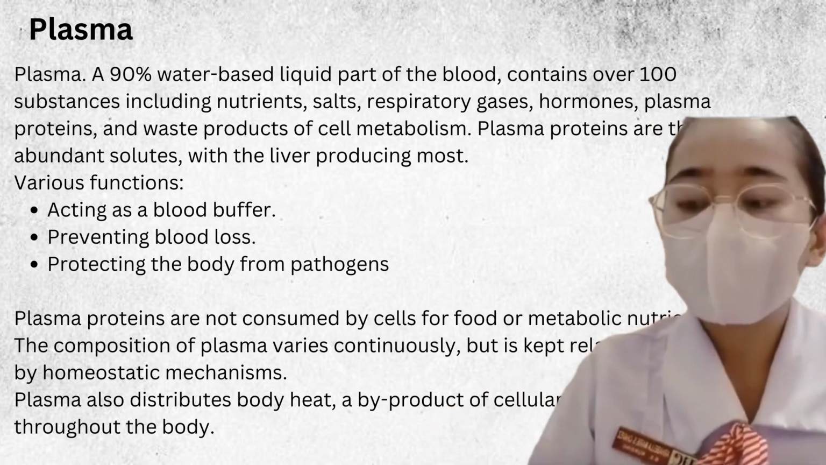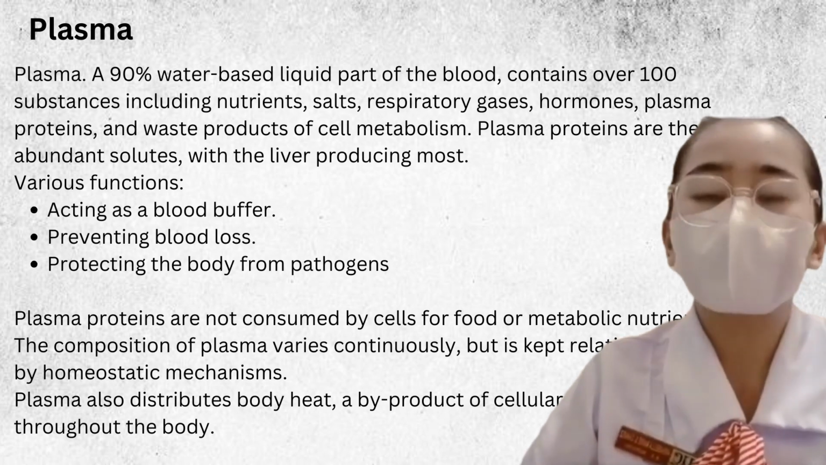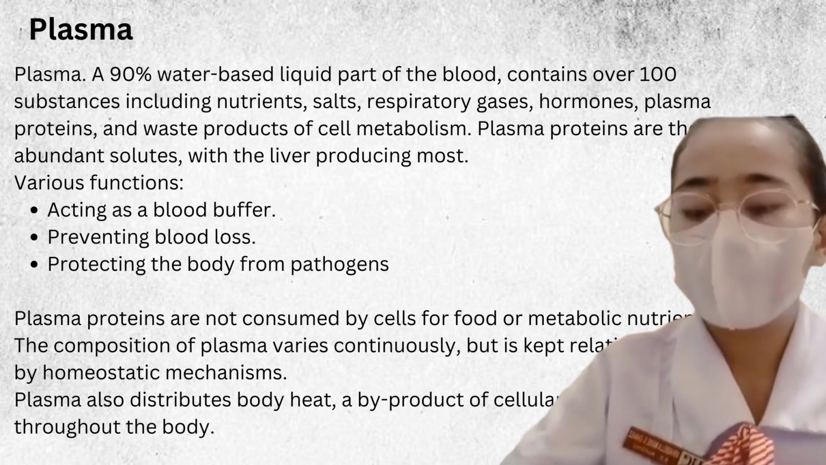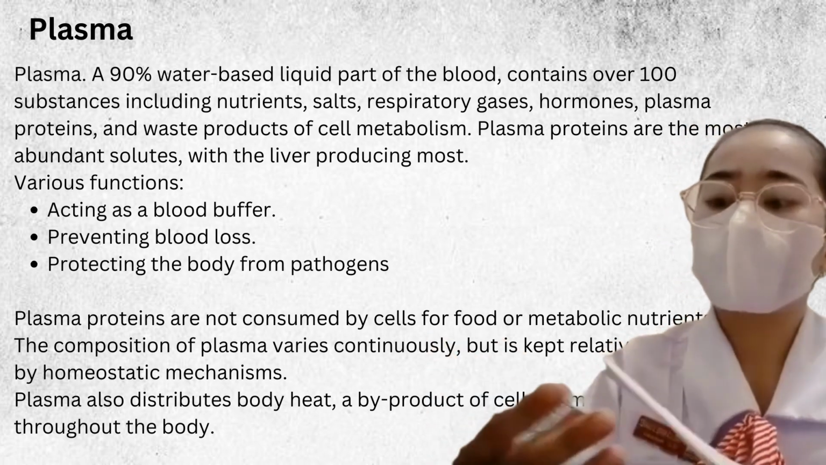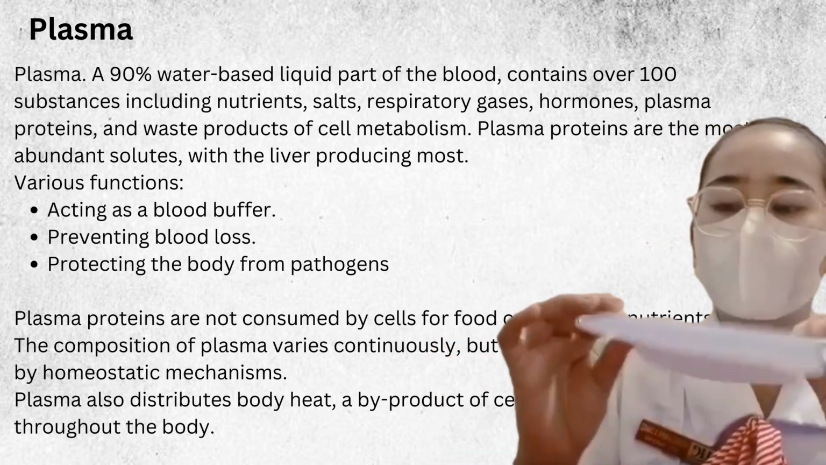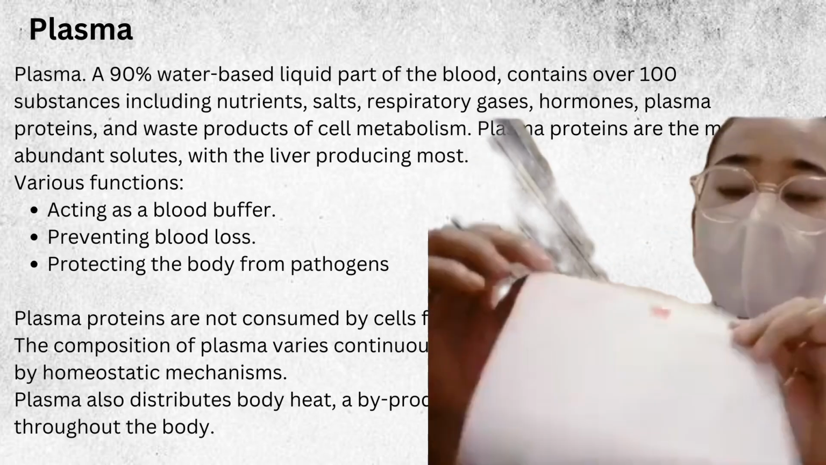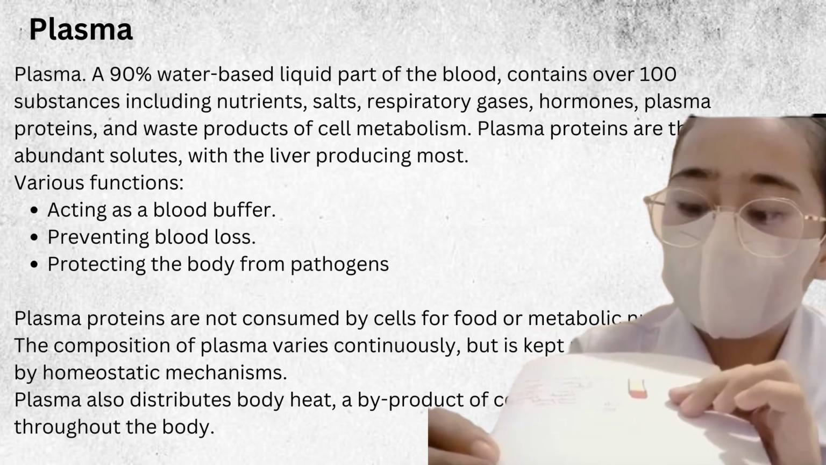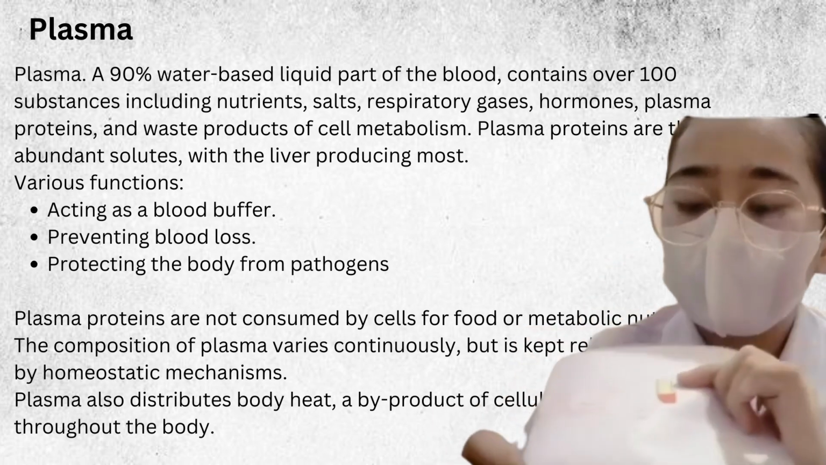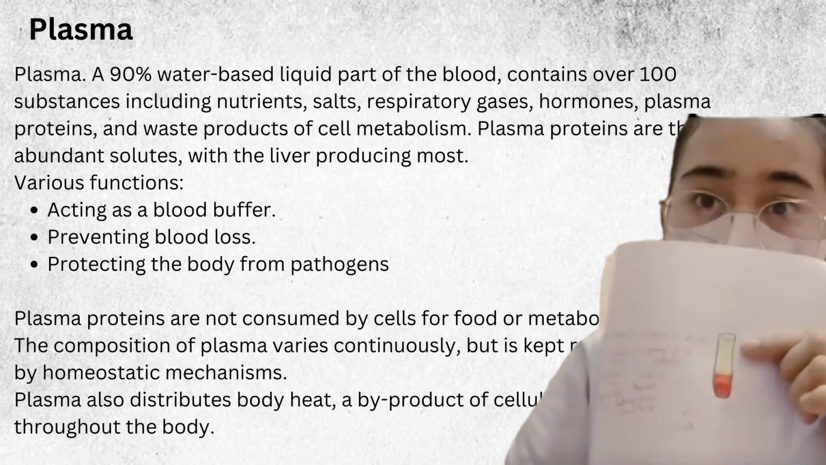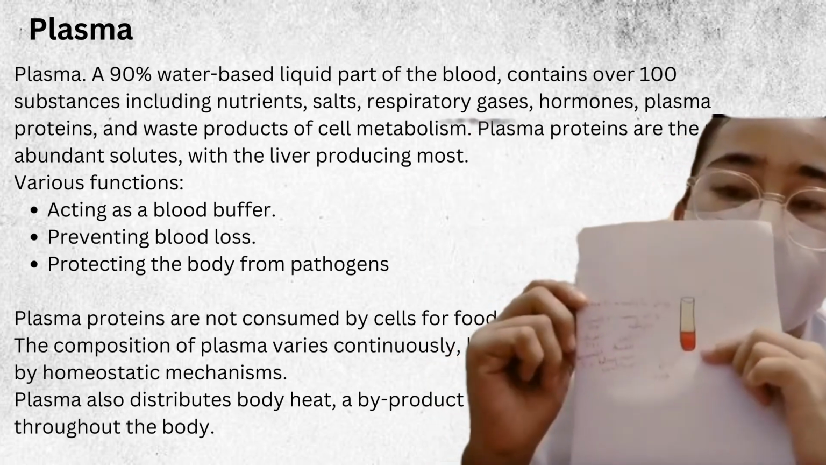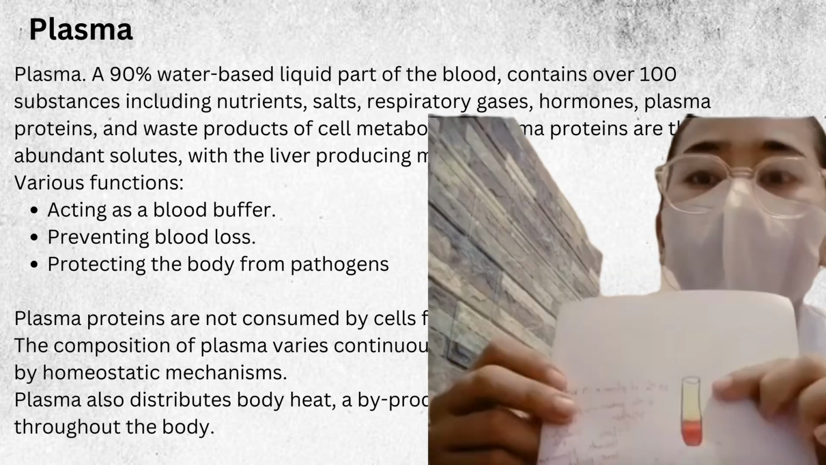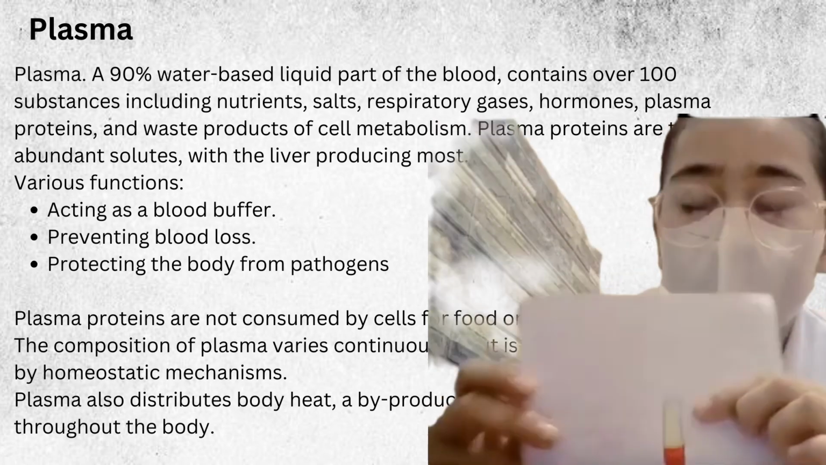So I will show you some pictures or drawings that show plasma and its percentage. I have here a drawing that shows the percentage of plasma and the red blood cells. So the yellowish portion here is what we call plasma. And this is our red blood cells. Our red blood cells only contain 45% and our plasma is 55%.